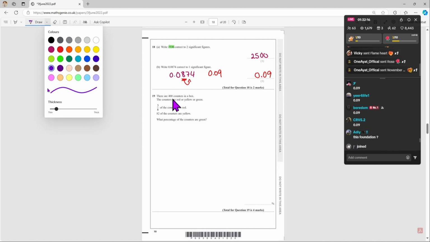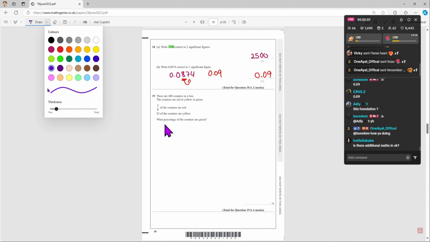So now we have 400 counters in a box. The counters are red or yellow or green. There are 3 different counters in a bag. 3/8 of the counters are red. And 82 of the counters are yellow. What percentage of the counters are green?